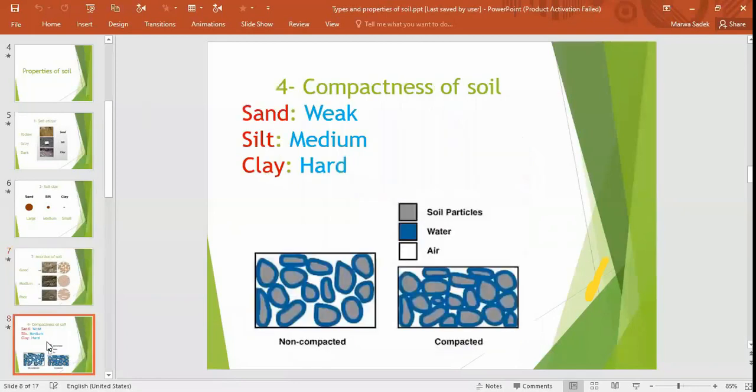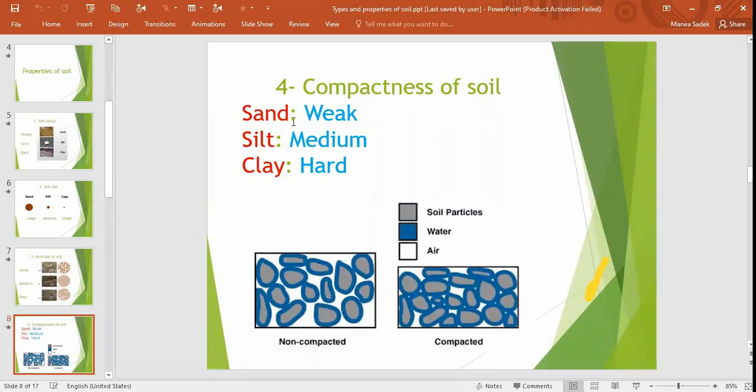What about number 4? Compactness of soil. What does the word compactness mean? Look here. This is called compacted, and this is called non-compacted. What is the difference between them? Here, the particles of the soil are attached to each other, but here they are away from each other.